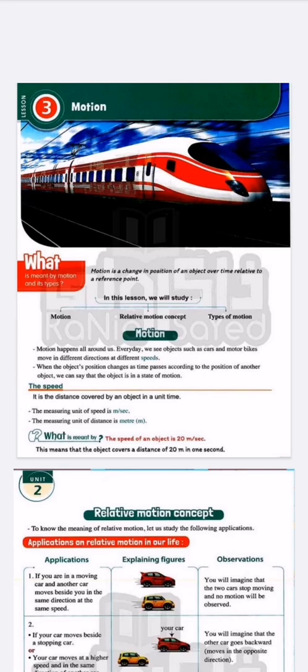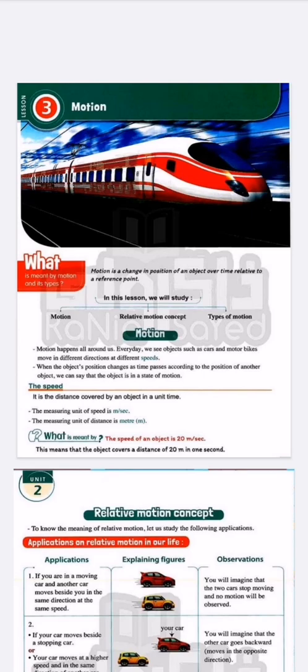So, what is meant by motion? Motion is a change of the position of the object from one place to another as the time passes.